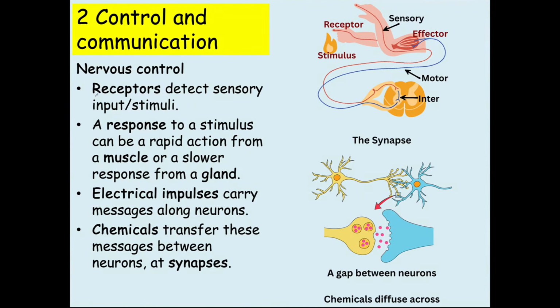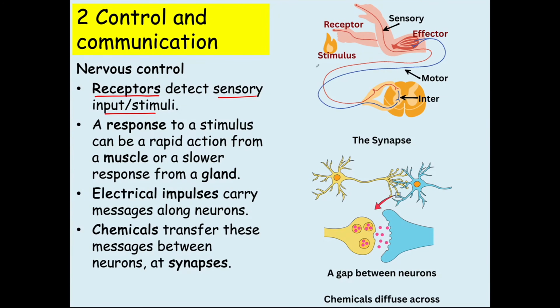Okay, so receptors are what detect the sensory input or stimuli. So, for example, your skin has receptors. Okay, you have receptors in your nose and your mouth and your eyes and your ears. All of your sense organs will have receptors. Okay, and we can see in this diagram one in the skin and the fingers there. Okay, so those receptors detect any input or stimulus.